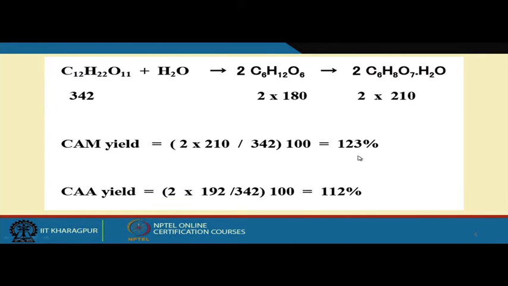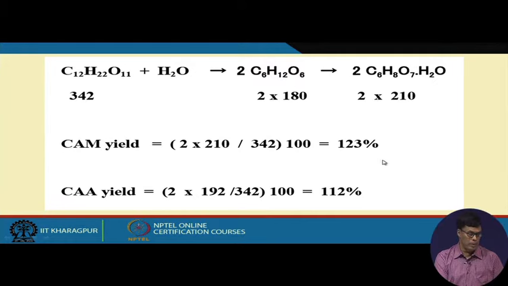And if I can give another example, Bacillus coagulans has the glucose isomerase enzyme that can convert glucose to fructose. Now glucose has the same molecular weight as that of the fructose, so there the conversion is 100%.